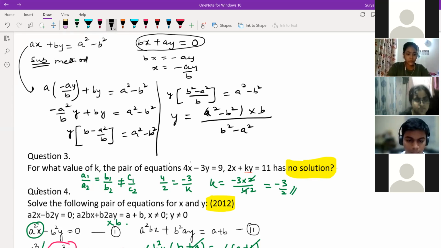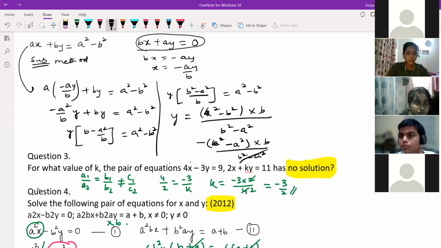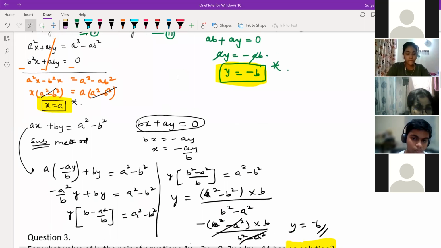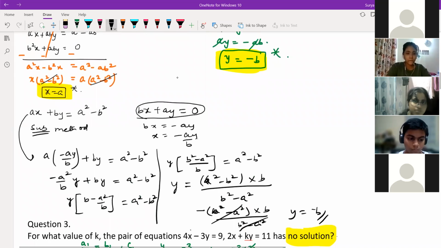Or if you want to write a square minus b square, if you want to interchange, you should write minus extra. Minus b square minus a square into b divided by b square minus a square. So this will get cancelled. So we're getting y is equal to minus b. It's coming minus b only. Let's check. y is equal to minus b is coming.